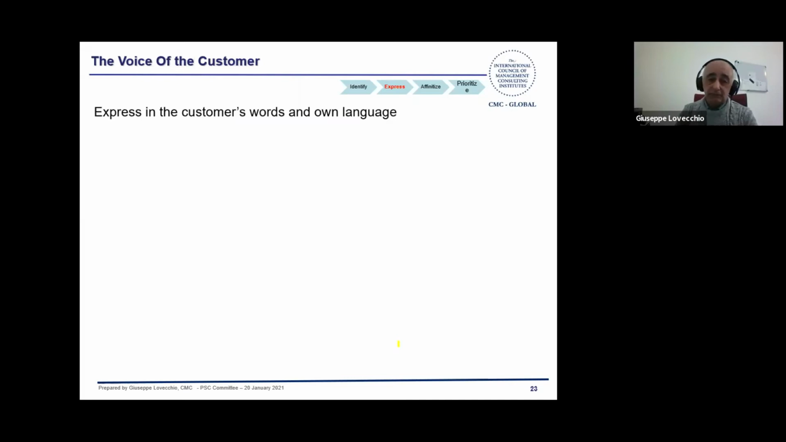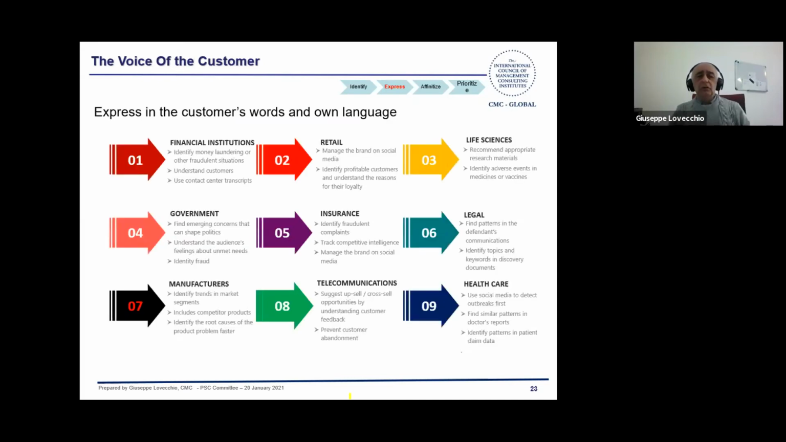For example, if you launch a voice of the customer process with clients that are manufacturers, they will use words like "identify the root causes of the product problem faster." Or if your customer is an insurance company, they will use another language, for example, "identify fraudulent complaints." Or if you go to healthcare customers, they will use another language, for example, "identify patterns in patients' claim data."